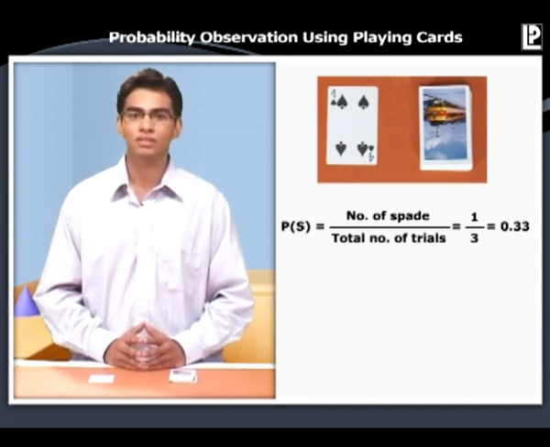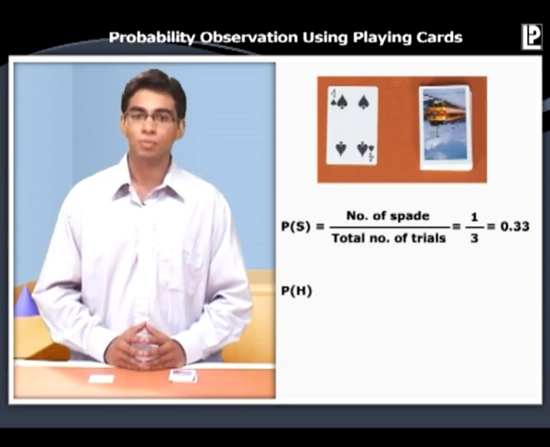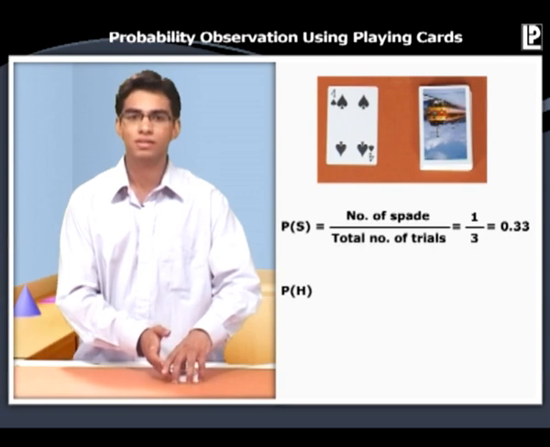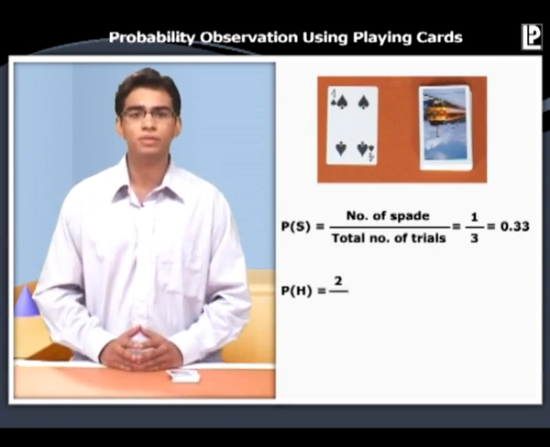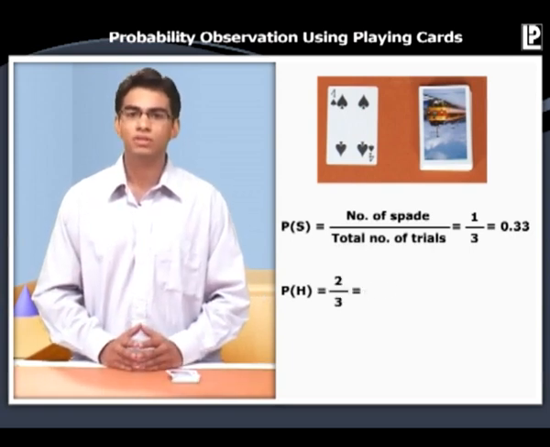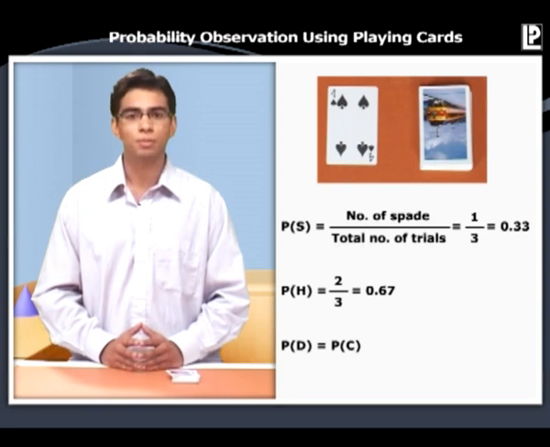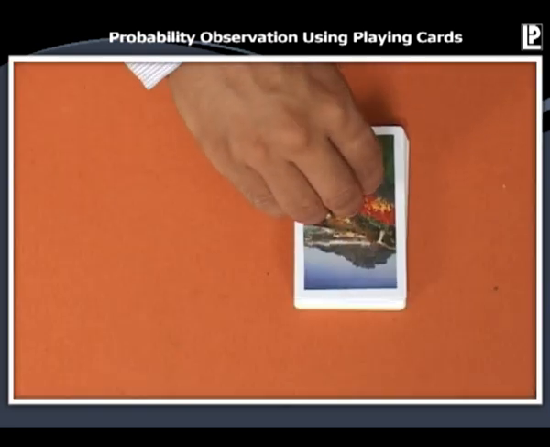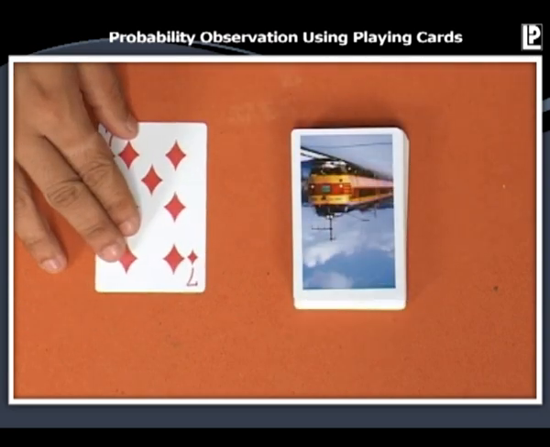There are no hearts in this trial. So, the probability of hearts, that is, 2 hearts in 3 trials, or 2 divided by 3, is equal to 0.67. There were no diamonds or clubs in the trial. So, the probability is 0. This is our fourth trial. Let's see what card we draw.